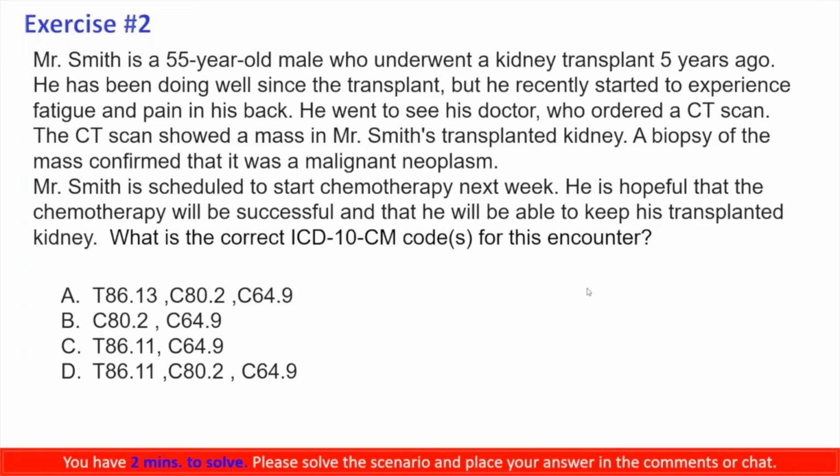So coders, you have 2 minutes to solve the scenario. See you after 2 minutes. All the best.